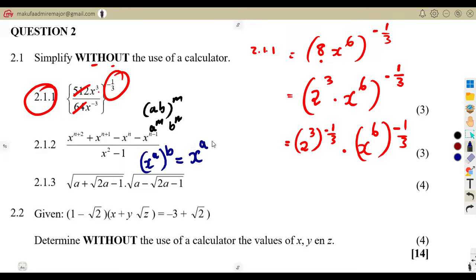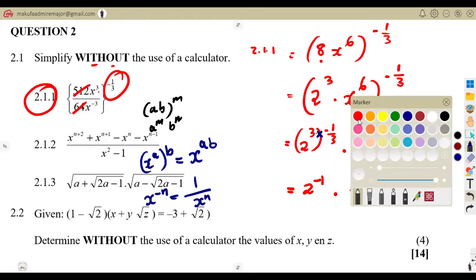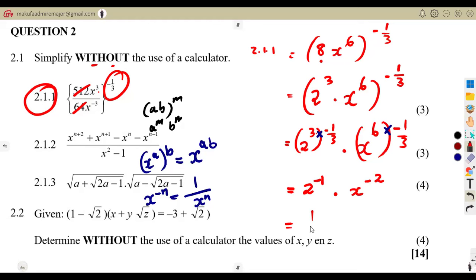AB, the product of A and B together. So just like that, you have to multiply the exponents. 3 times minus 1 over 3, that's a minus 1. 6 times minus 1 over 3, that's a minus 2 from your calculator. So remember, from our negative exponents, 1 over x to the exponent of n. Meaning to say, that is going to give us 1 over 2 times 1 over x squared.